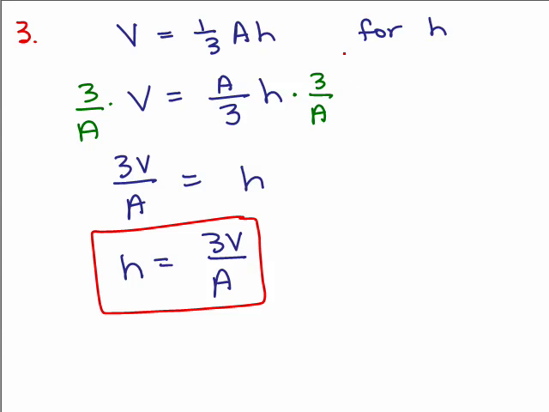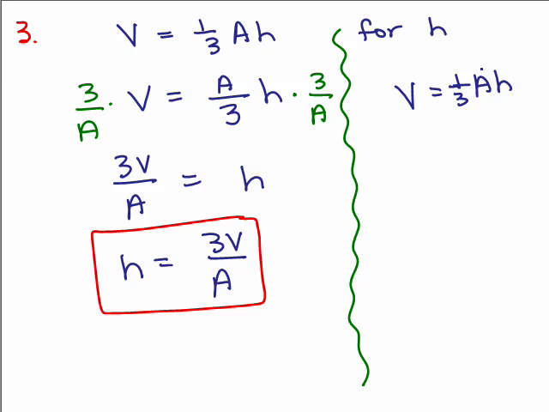Now, another way to start this problem is to multiply both sides by the least common denominator because you have a fraction. So I could do that by multiplying both sides of the equation by 3, each term. So I would have 3 times V equals 3 times 1/3 AH, and that way you don't have any fractions.